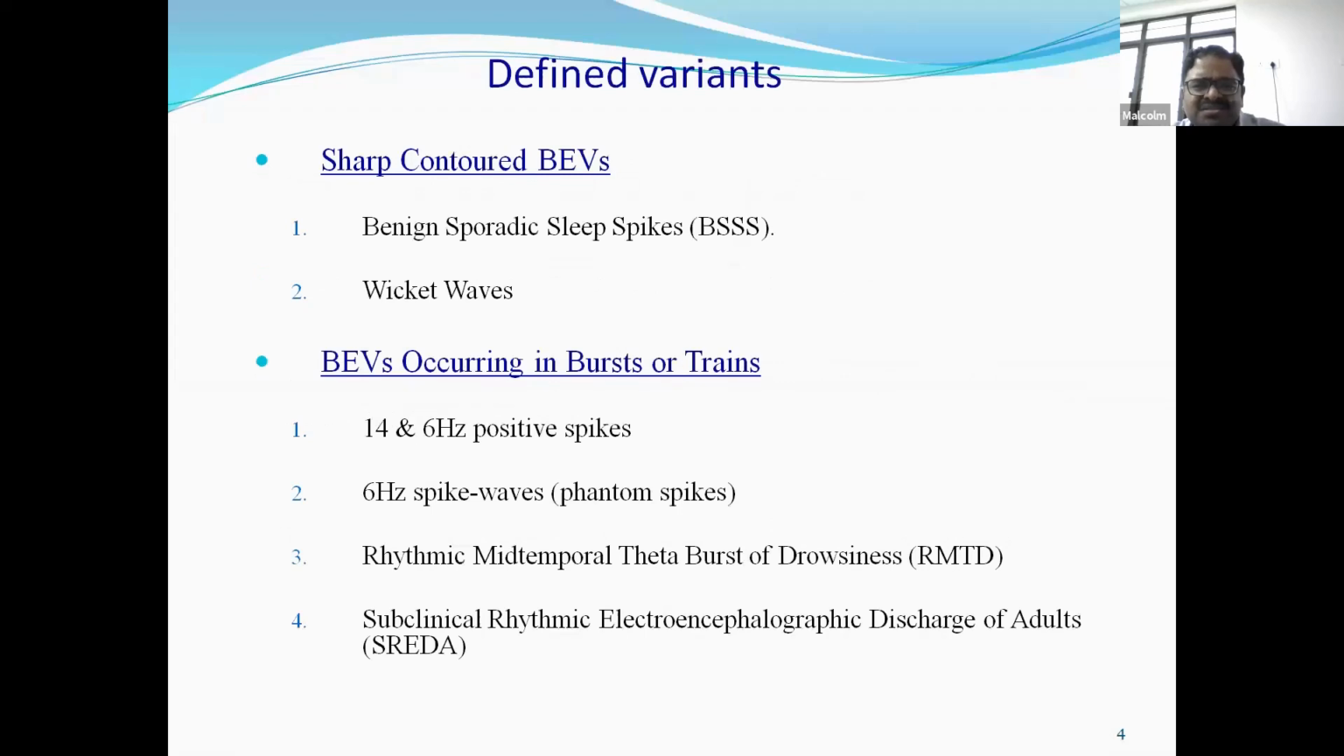There are 6 different variants, about which you'll be seeing in depth subsequently. They are broadly classified as sharp contoured single spike variants and variants that occur in bursts or trains. The sharp contoured variants are benign sporadic sleep spikes and the wicket waves. Those that occur in trains are 14 and 6 hertz positive spikes, the phantom spikes, which are otherwise called the 6 hertz spike and waves, the rhythmic mid-temporal theta bursts of drowsiness, and the subclinical rhythmic electrographic discharge of adults.